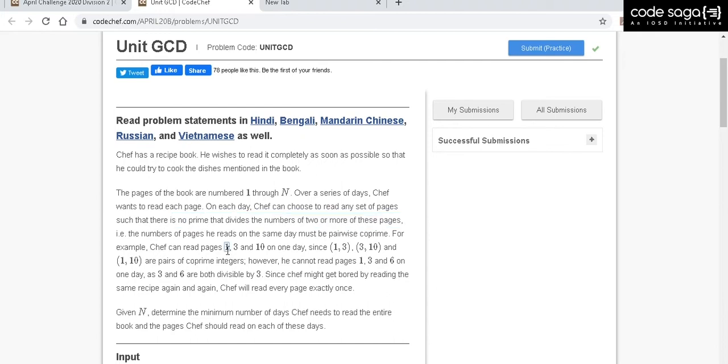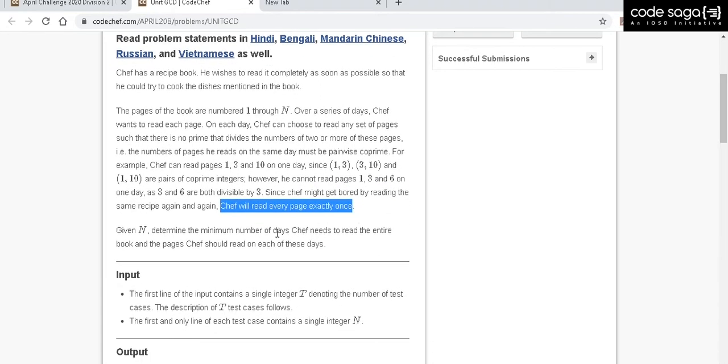So for example, for 1, 3 and 10, for 1 and 3 it is 1, for 3 and 10 it is again 1, and for 1 and 10 it is also 1. So this is valid. He can read 1, 3 and 10 on the same day. But for say 1, 3 and 9, he cannot read it because 3 and 9 have a common factor of 3, which is greater than 1, which is a prime that divides both of these numbers. Okay, so since chef might get bored by reading the same recipe again and again, chef will read every page exactly once. So we cannot repeat the pages.